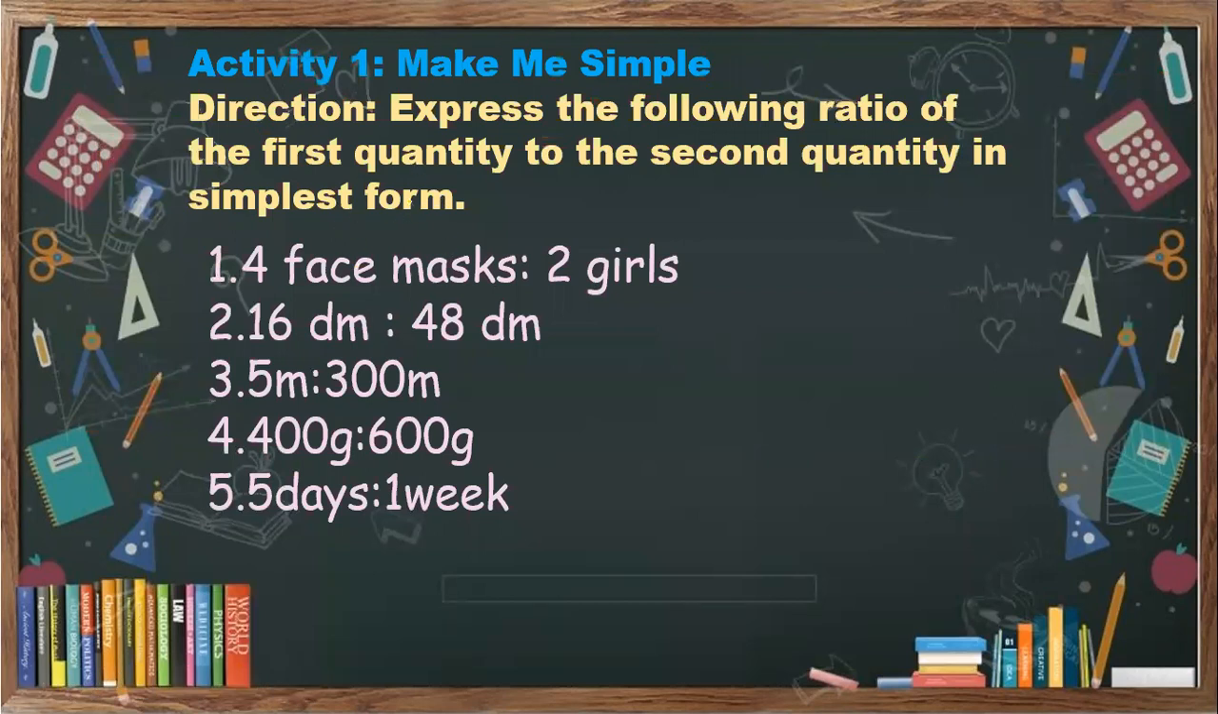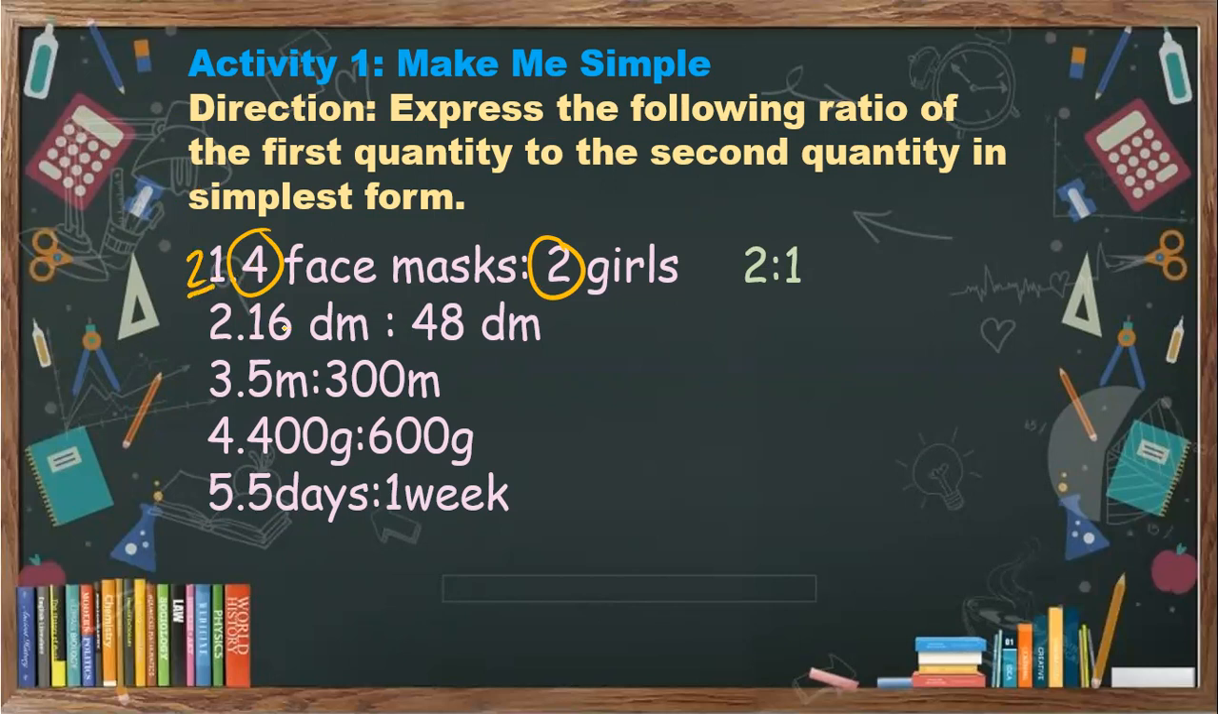Let's have an activity. Direction: Express the following ratio of the first quantity to the second quantity in the simplest form. Number 1. 4 face masks to 2 girls. So what is the lowest term of this ratio? Right, 2 is to 1. So we divide 4 and 2 by 2 because 4 and 2 are both divisible by 2.